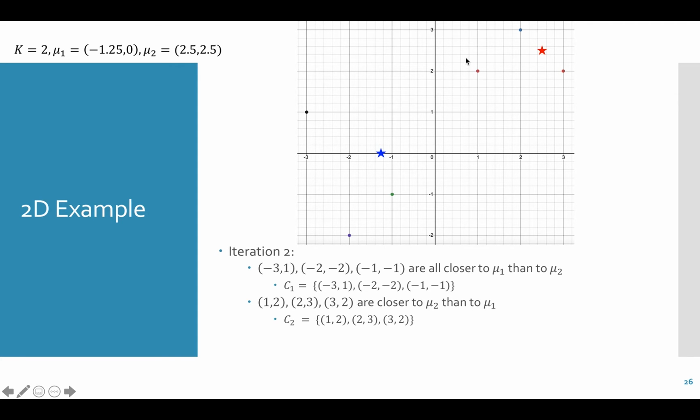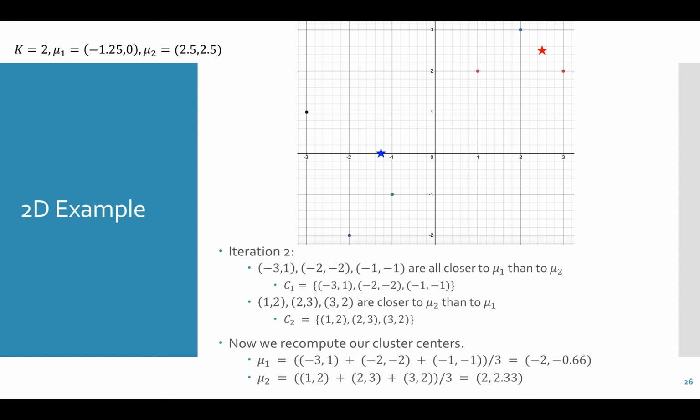Then we see that 1, 2 is closer to mu2 than it is to mu1. 2, 3 is closer as well. And 3, 2 is closer to mu2 than it is to mu1. And so now we have our cluster 1 and our cluster 2. Now we're going to recompute our cluster centers. We do this again by adding up all of the points in the cluster and dividing by the number of points in the cluster. So our updated mu1 is going to be negative 2 and negative 2/3. And then our updated mu2 is going to be 2 and 2 1/3.